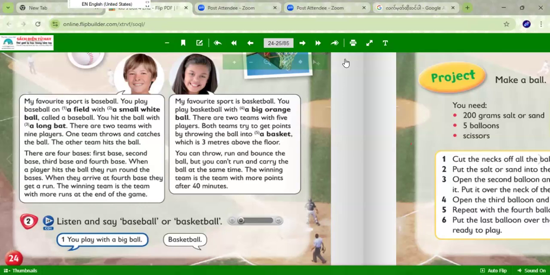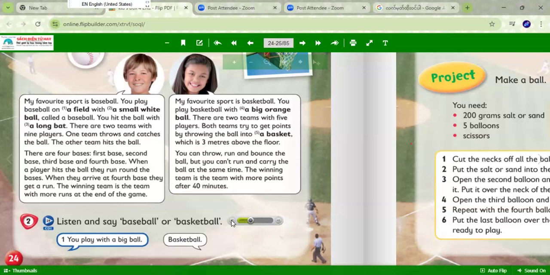Pupils Book, page 24. Exercise 2. Listen and say baseball or basketball. 1. You play with a big ball. 2. You play with a small white ball. You play with a small white ball, basketball or baseball? Baseball. Yes, baseball. Very good.